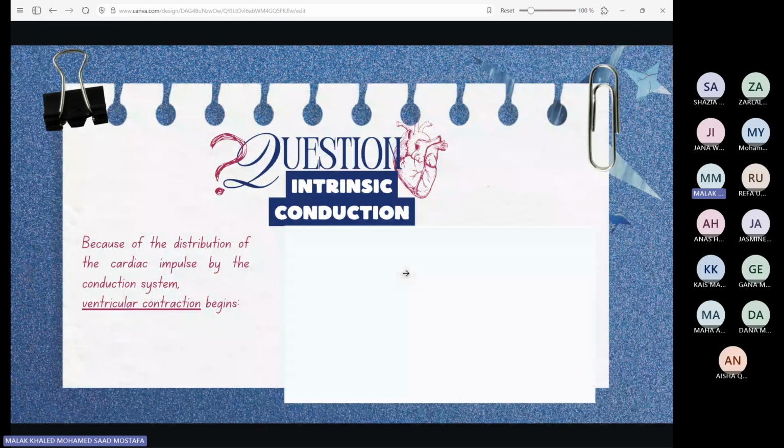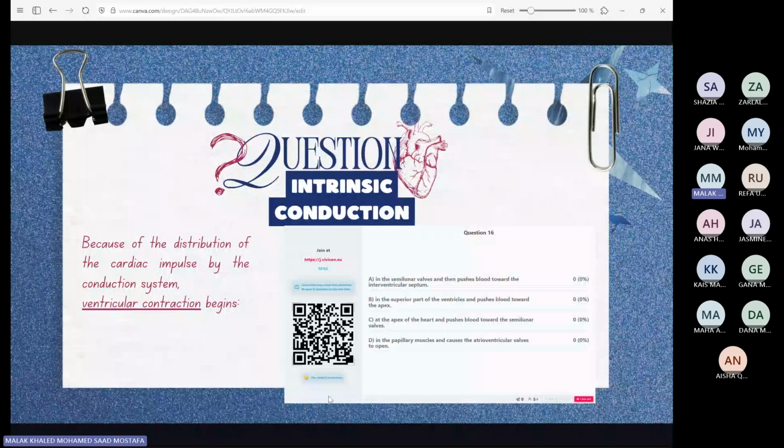Okay, one more question. Because of the distribution of the cardiac impulses by the conduction system, ventricular contraction begins where? At the semilunar valves, or at the superior part of the ventricles, or the apex, or the papillary muscles? This is a very easy to confuse question because when you're learning the conduction system, you're seeing that the SA node is starting from the atria, right? So you're like, oh, the conduction is happening from the top to the bottom. So of course the contraction will happen the same way.